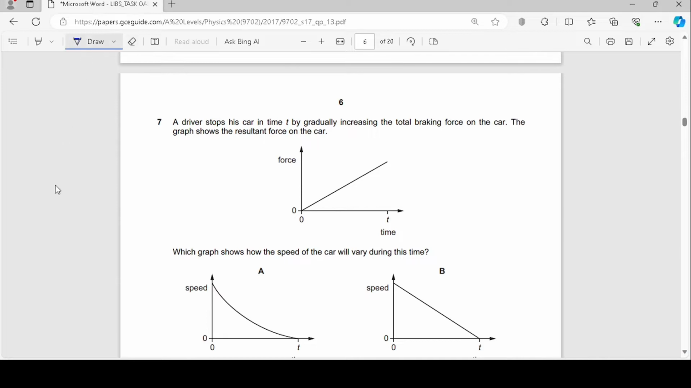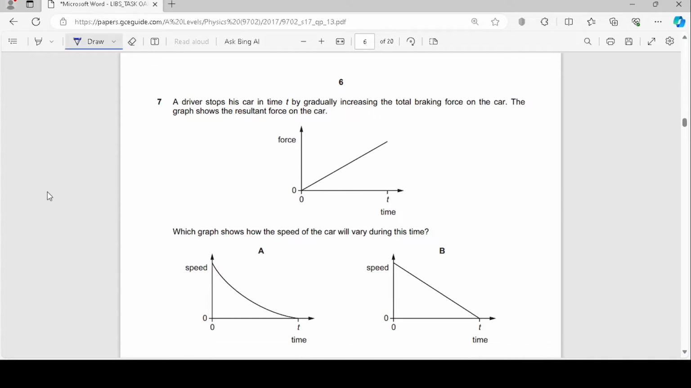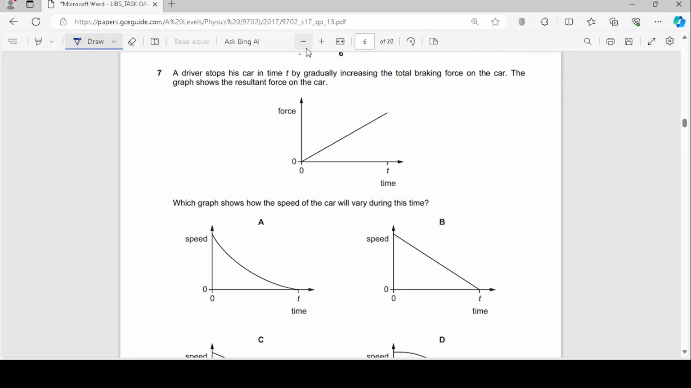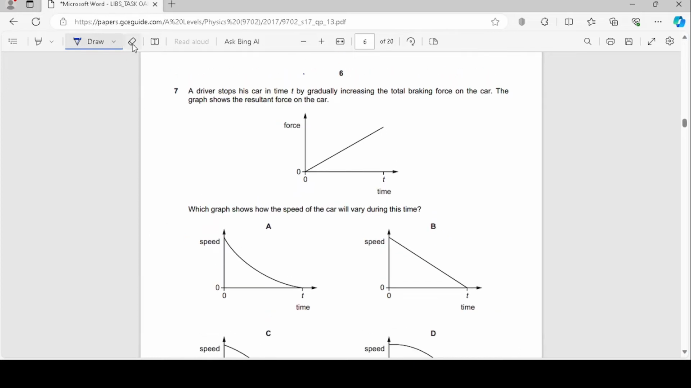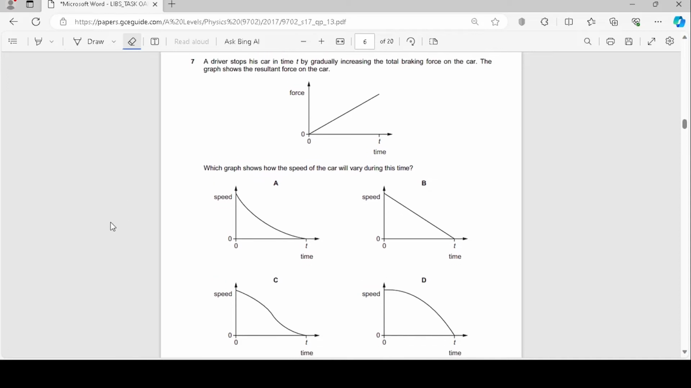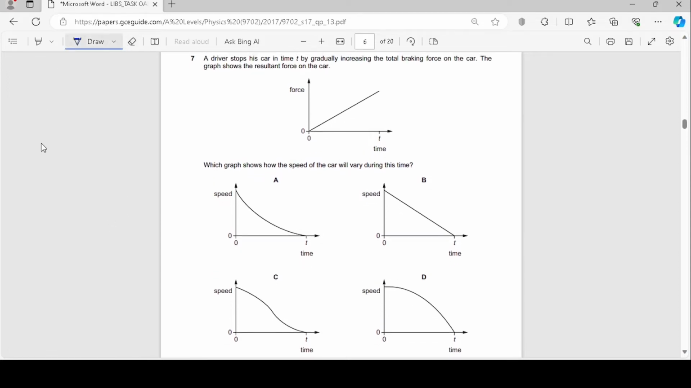Question number 7. A driver stops his car in time t by gradually increasing the total braking force on the car. The graph shows the resultant force on the car. Now the question is, which graph shows how the speed of the car will vary during this time? Okay, so we basically have to compare the gradients of the speed time graphs. We know that acceleration is the rate of change of velocity.